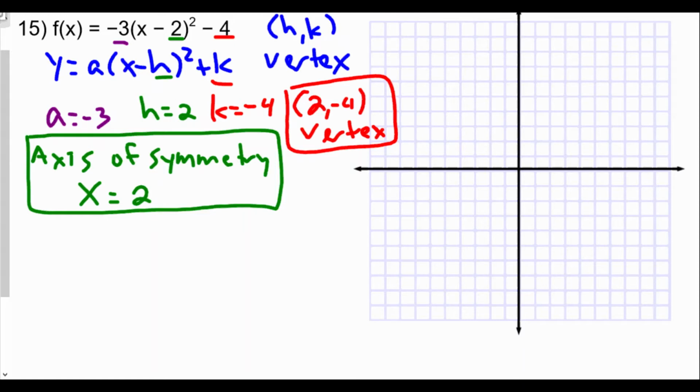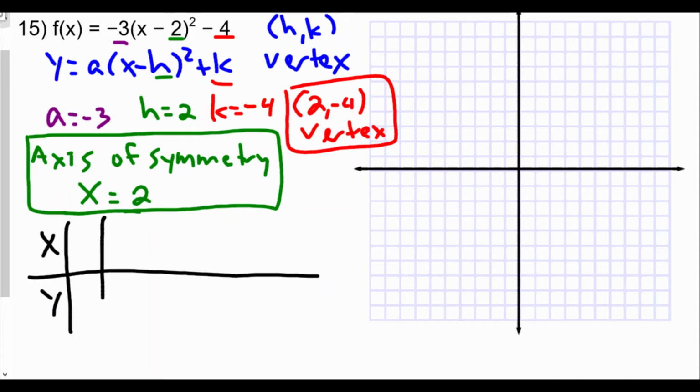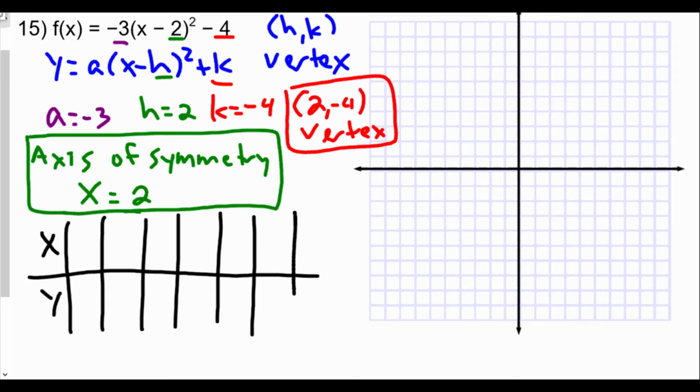Okay, and so now what we're going to do is create a table of 7 values. Okay, and so here we go, x and y. Actually, I'll go this way, space-wise. I'll go horizontal. So here we go, x and y. Okay, so normally I do 7 values.